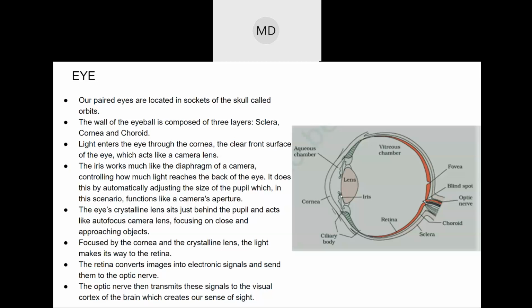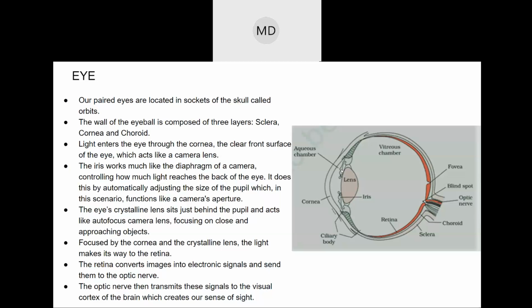Okay, all right. Now this is the lens. So what happens? Suppose here is an object. The light from that object will come and enter the cornea of your eye. This is the front part. It will enter the cornea, and then it will fall on the lens.